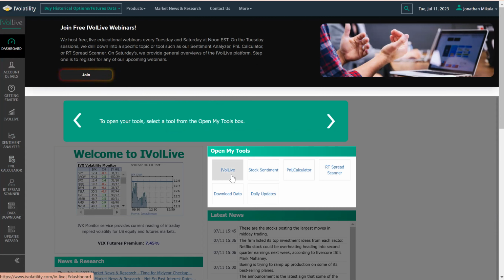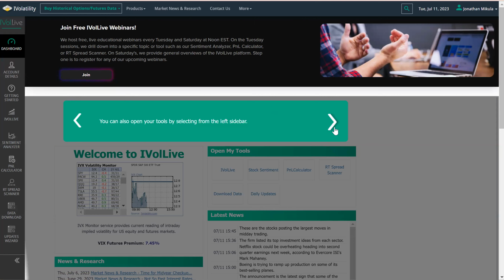So again, we have IVolLive, which is kind of like the beating heart and brain of our platform. Stock sentiment analyzer, which measures stock sentiment, which is a very important driver for price movement, and IVX, implied volatility. P&L calc, which we'll focus on today. A real-time spread scanner, which we just did a 3-part series on, and then data download and daily updates.